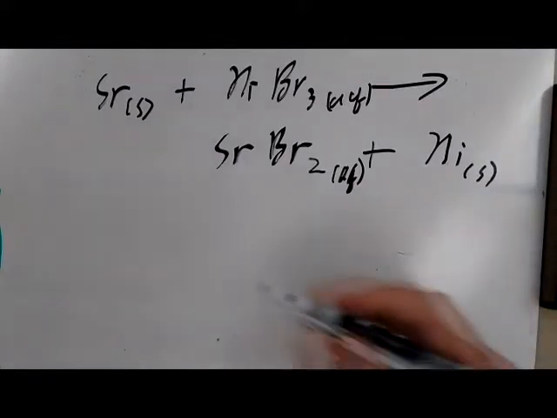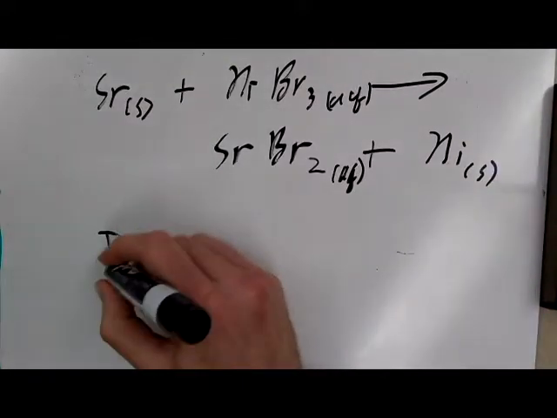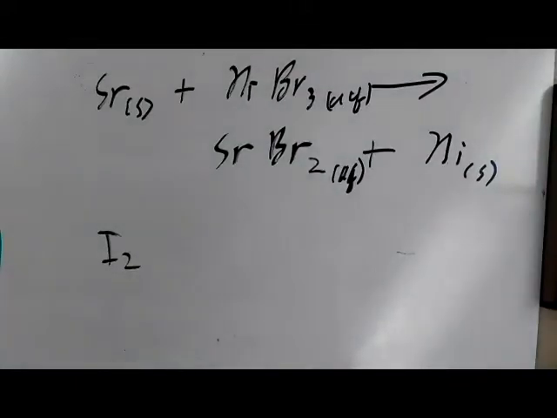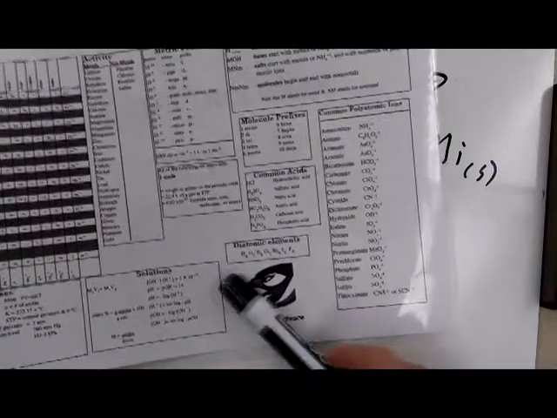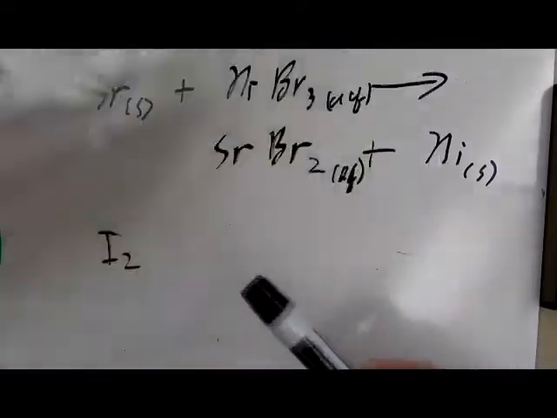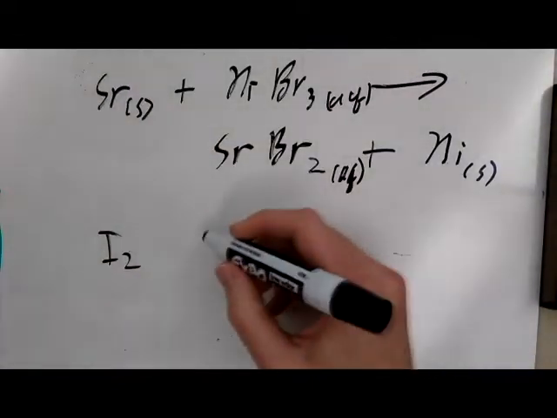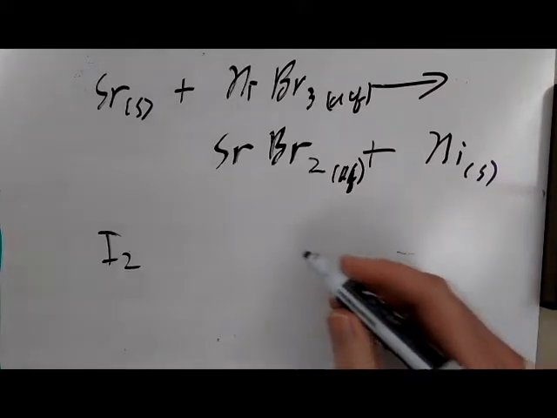Let's try another one. Say we have iodine, and that comes as a diatomic because it's one of our Hunkelbriefs. As we can see on our diatomic list, Hunkelbrief, there's iodine, so it comes like that, and it's going to try reacting with nickel bromide.